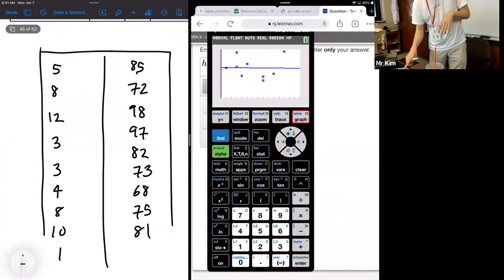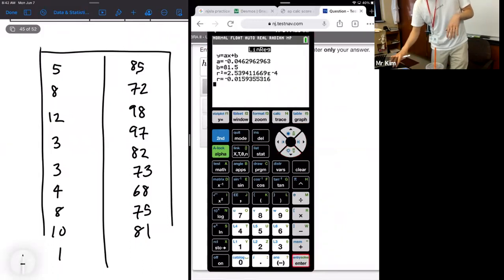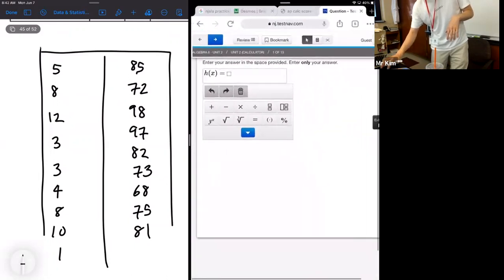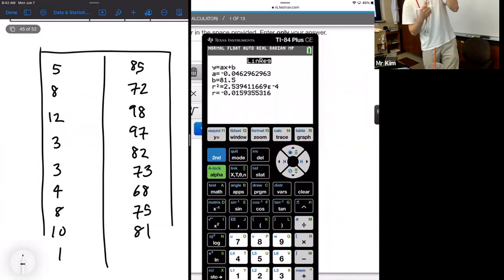Notice how it's pretty flat. That just means there's going to be no relationship here. As you can clearly see from the linear regression data, the R value is what you really want to pay attention to. That negative 0.0 is close to 0. So therefore, we say there is no relationship, no correlation with this whatsoever.